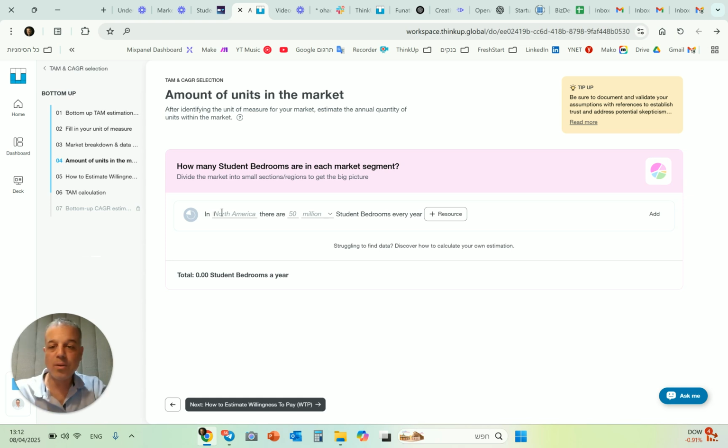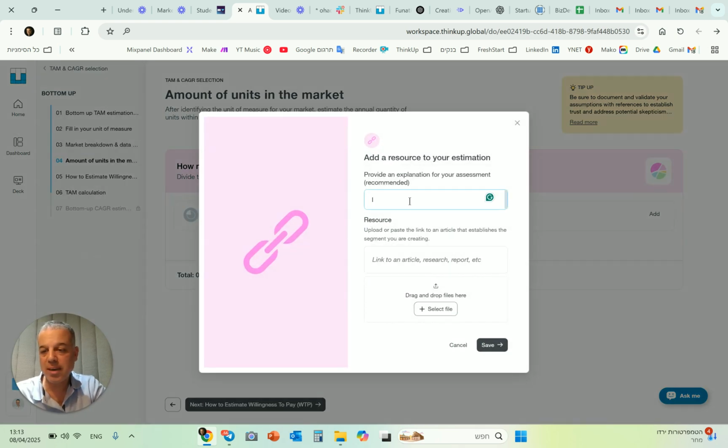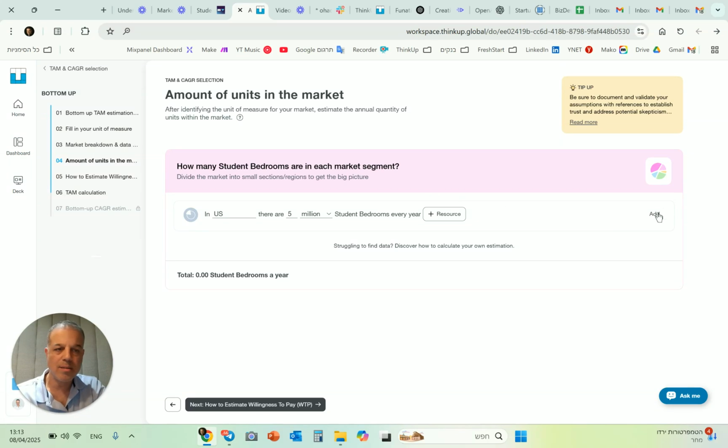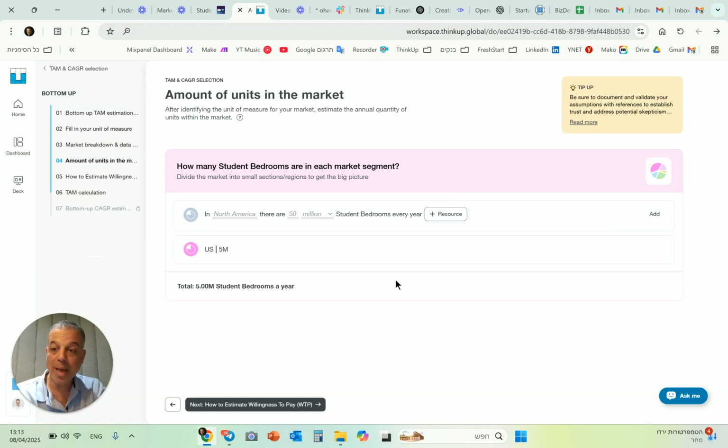All right, so let's say in the US, we have, again, fictional, 5 million student bedrooms every year. Add the resource and explanation of why you selected this unit of measure. And once completed, click add and you have it. You don't have to have many of those, but you can.